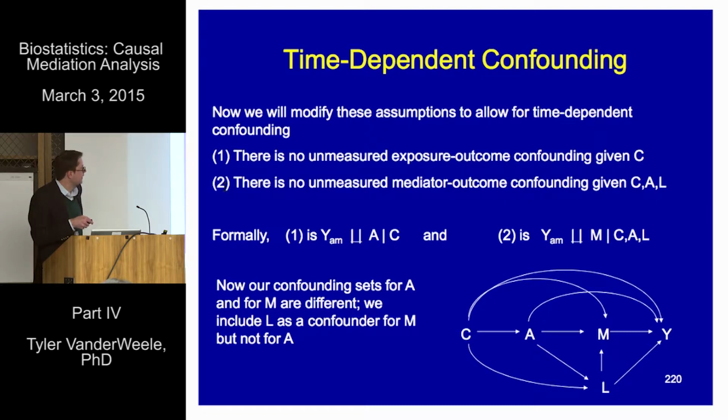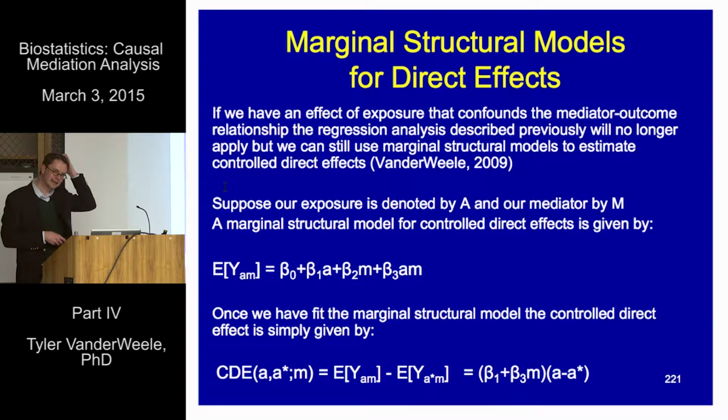So our assumptions for controlled direct effects in the context of time-dependent confounding are as follows. As before, we're going to assume that conditional on our measured baseline covariates C, there's no unmeasured exposure-outcome confounding. And now we're going to assume that conditional on measured baseline covariates C, our exposure A, and our intermediate confounder L, there's no intermediate-outcome confounding. So we're taking L into account for confounding for the mediator, but not for the exposure, essentially. Those are our assumptions. How do we do this analytically?